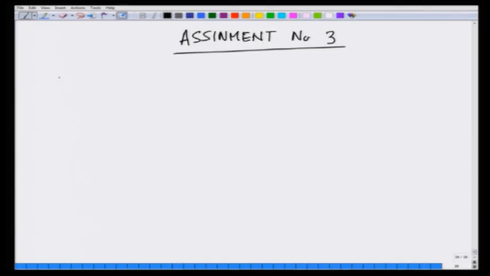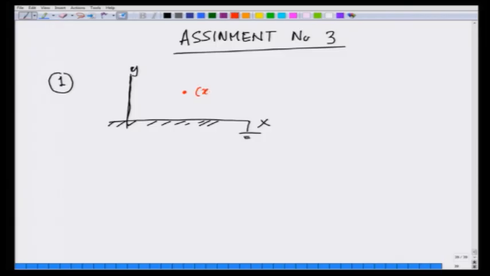In this and the next tutorial, we are going to solve assignment 3. The first problem of the assignment is on the image charge, and it says if we have the xz and yz planes which are grounded, that means they are at potential 0, and we take a charge q at the position x naught, y naught, what should be the image charge for this problem if I want to solve for the potential in x, y in this region shown by red?